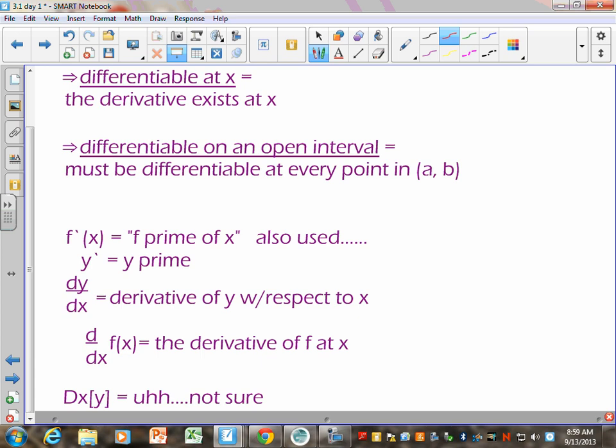This one. Which one are you talking about? Yes, it's dy over dx. It's like slope, rise over run, right? So yes, it is a division sign.